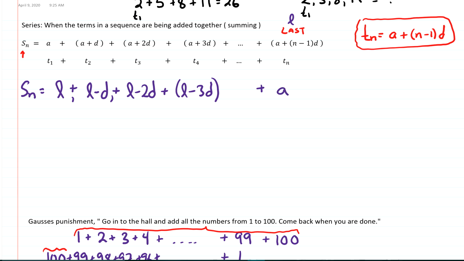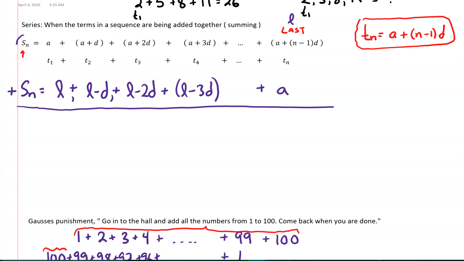So if we subtract these now, actually, let's add them. Let's add these two terms. We're going to add this Sn to this Sn. So that's going to give us 2 Sn's, and then we're going to get equals A plus L. And that's when we add A plus L.